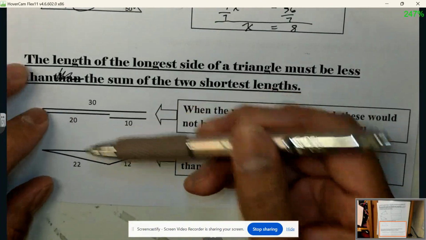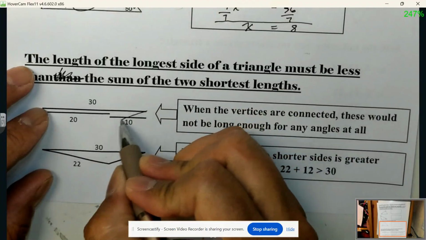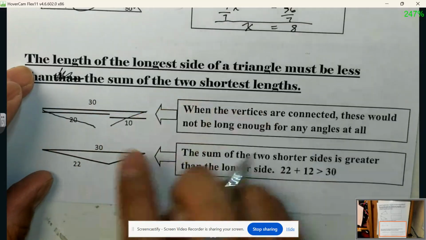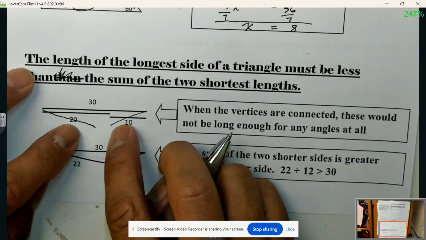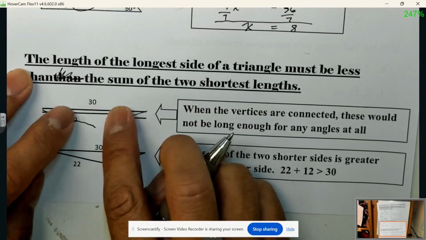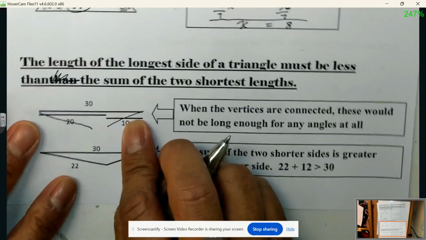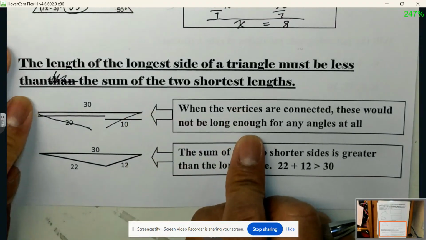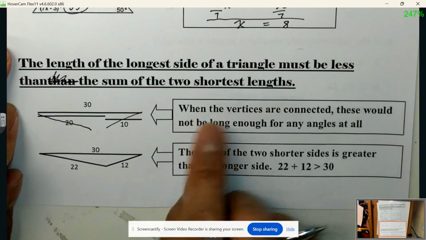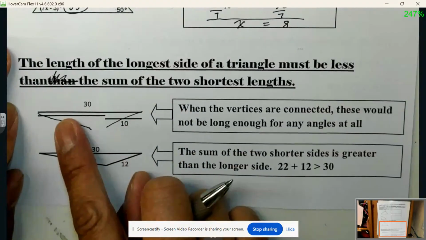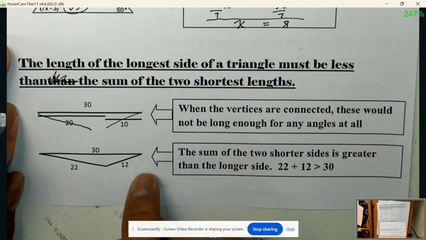If we have any kind of angle right here, then the 20 and the 10 would not meet, because they would have to be straight in order to be 30. And we know that if we do a diagonal, it's going to add a little bit of length. So for that reason, we have to make sure that the longest side is less than the sum of the two sides. So 10 plus 20 must be more than 30.